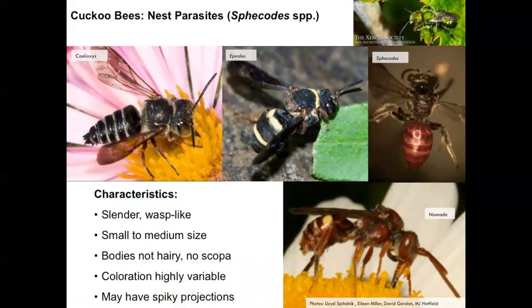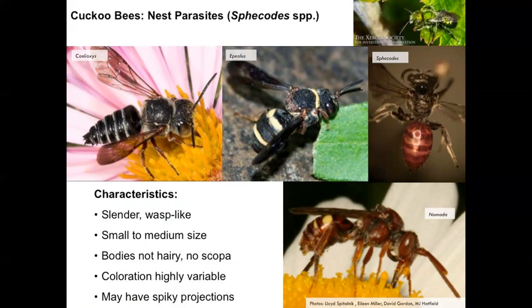Okay, these bees are like the cuckoo birds, kleptoparasites, meaning that they lay their eggs in other bees' nests and they have the host bee provision for their young. And these bees make up about 20% of all species of bees, believe it or not. Their presence indicates a healthy bee community. So there's about 80 species of these in the U.S.